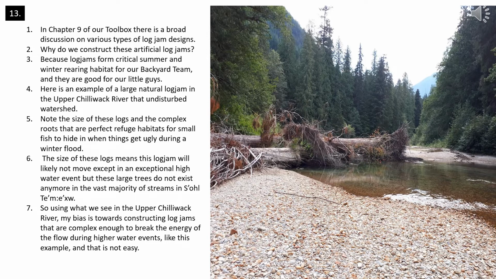So the size of these logs means this log jam will likely not move except in an exceptional high water event. But these large trees do not exist anymore in the vast majority of streams in Skashtamuk. So using what we see in the upper Chilliwack River, if we are going to create artificial log jams, then my bias is toward constructing log jams that are complex enough to break the energy of the flow during the higher water events, like this example, and that is not easy.